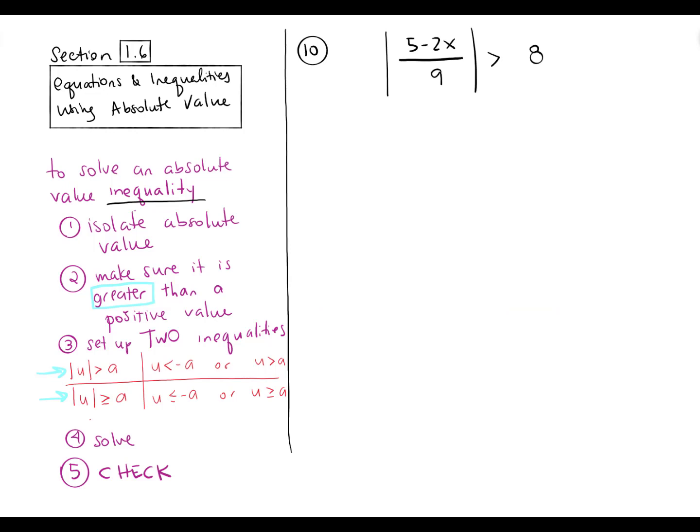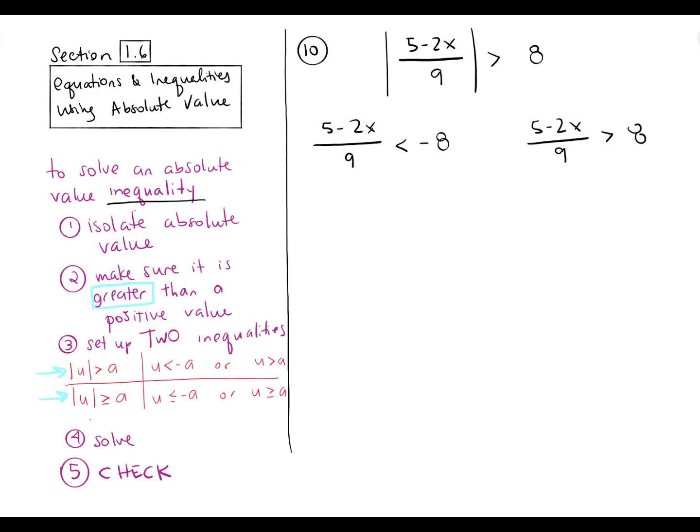Practicing this concept one more time and with fractions, we have number 10. The absolute value of 5 minus 2x all over 9 is greater than 8. So this uses the rules on the left-hand side. We do have the greater than, so we're going to set up two separate inequalities. That's going to be 5 minus 2x over 9 is less than negative 8, and we also have 5 minus 2x over 9 is greater than 8.